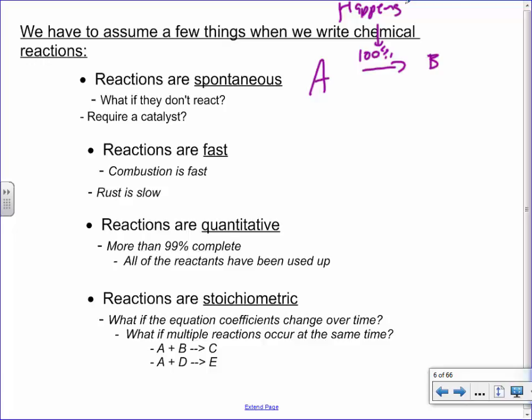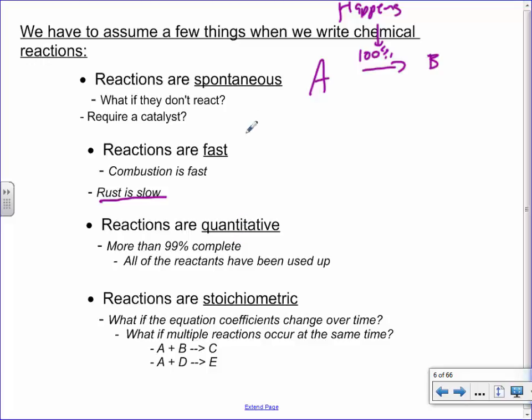I'll try to show you guys this more in the electrochem unit when we get to it. But second thing, we assume that reactions are fast. Okay, but that's not true because, like, for example, rusting is super slow. But we assume for the most part that the amount of time it takes for this chemical reaction to occur is very reasonable. It's not like the amount of time is going to be 10 years. But that's not true. Some could be 10 years.